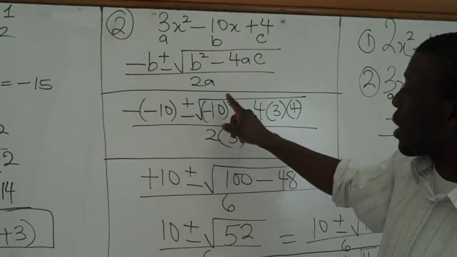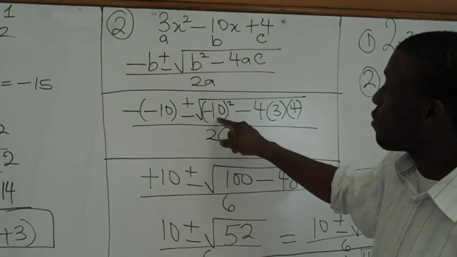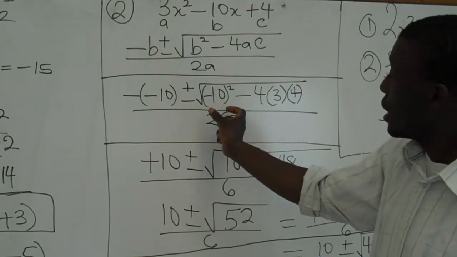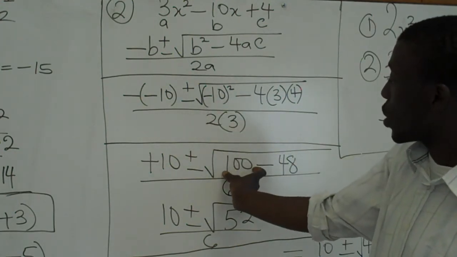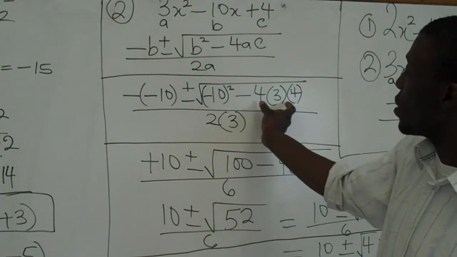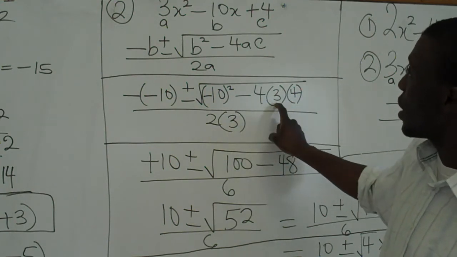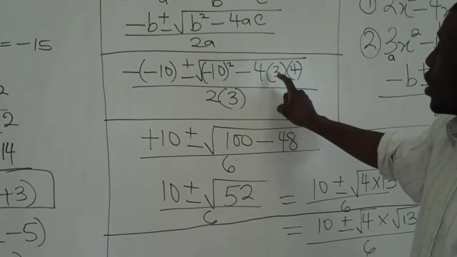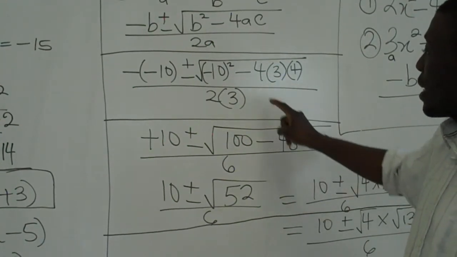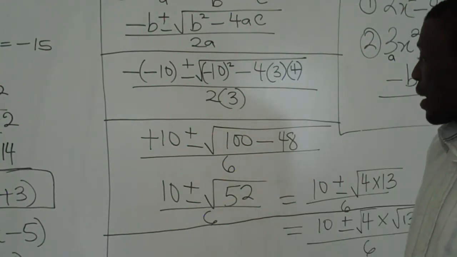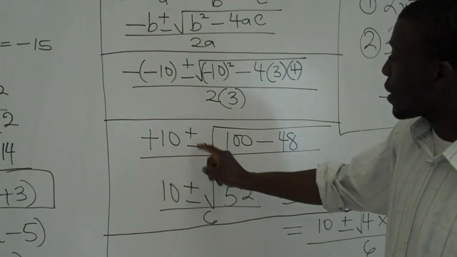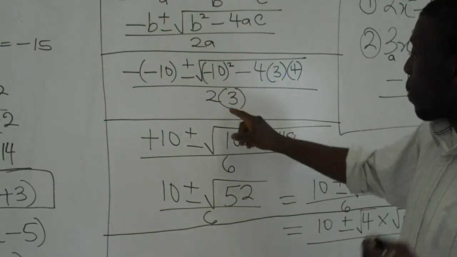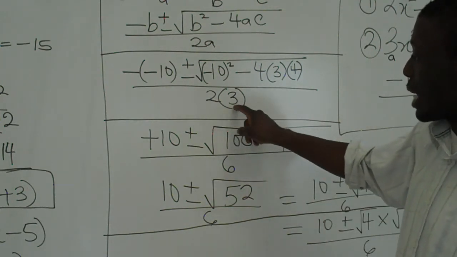Plus or minus the square root of B squared, which is minus 10 squared, is 100. So 100 is how we got this 100 here. And then minus 4AC. A is a 3 and C is a 4. So 4 times 3 is 12. 12 times 4 is 48. So we have our minus 48 right there. Plus 10 plus or minus the square root of 100 minus 48. On the bottom, we simply have 2A, which is 2 times 3.